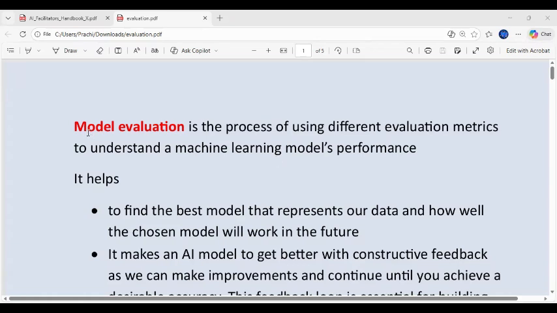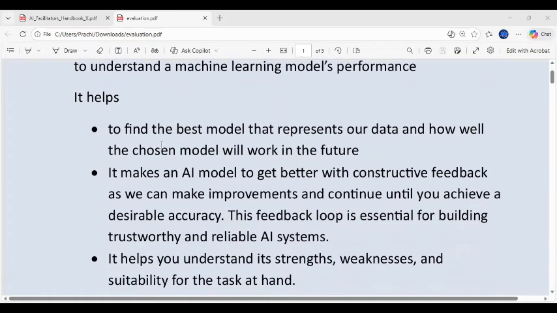Whenever any question appears for model evaluation, you must write: it is a process of using different evaluation metrics to understand the machine learning model's performance. It helps to find the best model that represents our data and how well the chosen model will work in the future. It makes the AI model get better with constructive feedback, as we can make improvements and continue until we receive a desirable accuracy. The feedback loop is essential for building trustworthy and reliable AI systems.